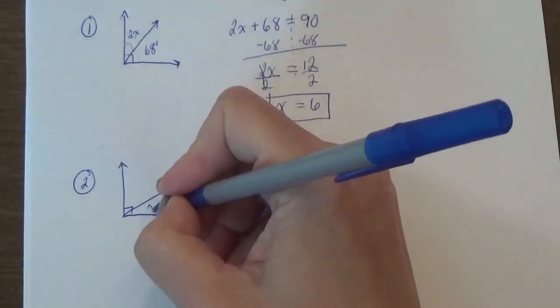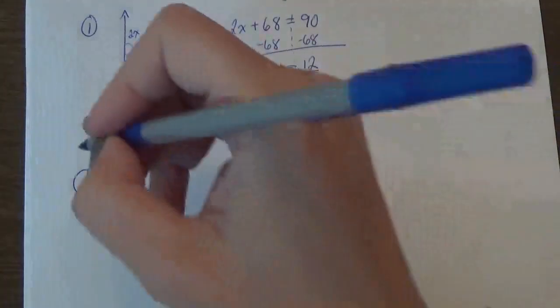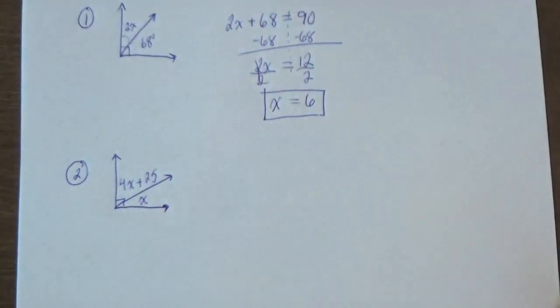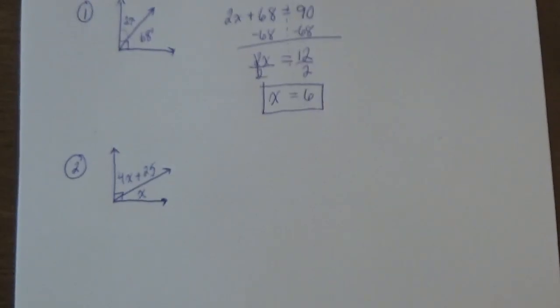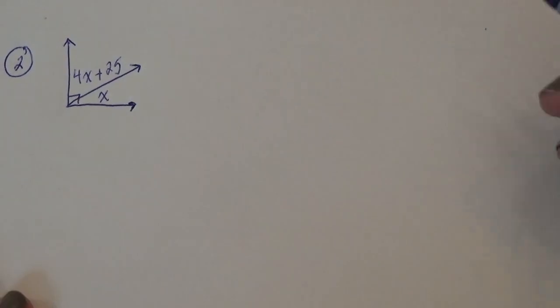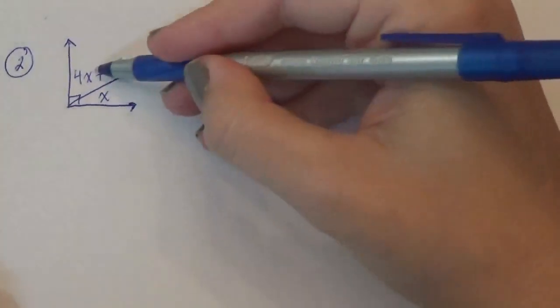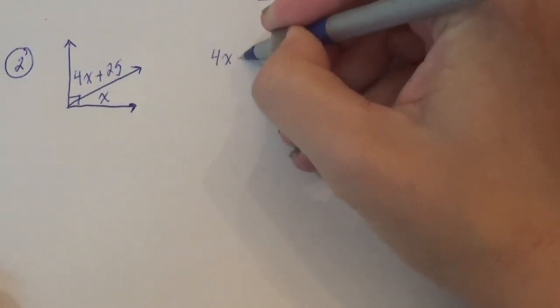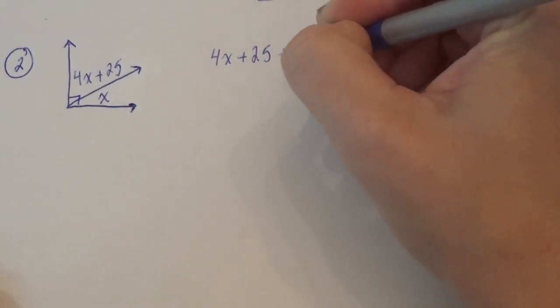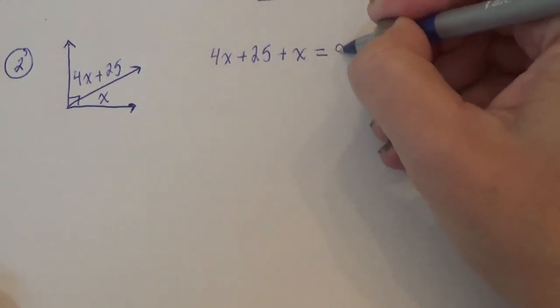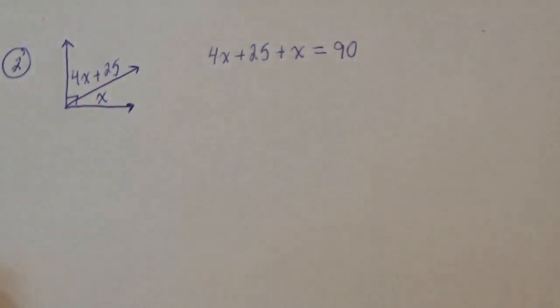And we're going to say this little angle is just x. And the bigger one is 4x plus 25. All right, so this one's a little different. It has an x in both spots, but we can deal with it. We know the same information. We know these two things together are supposed to add up to 90. So that will be how we set it up. If we take the 4x plus the 25, we add x to it all together. That is supposed to equal 90 because of this picture.